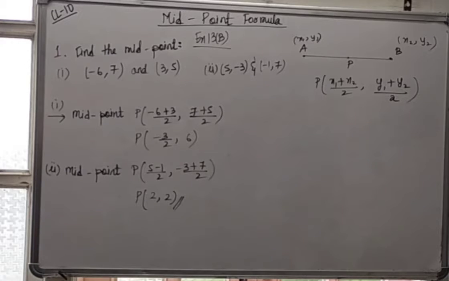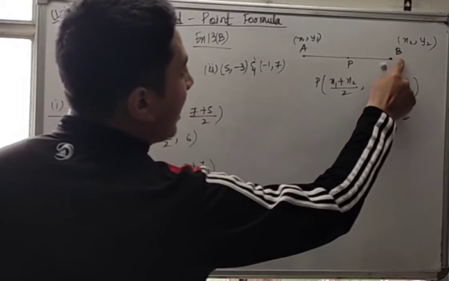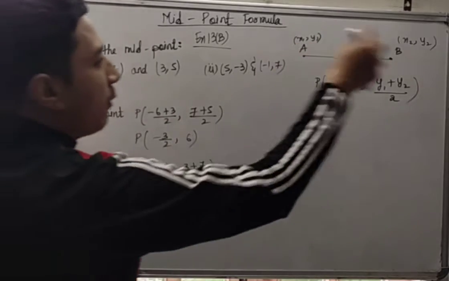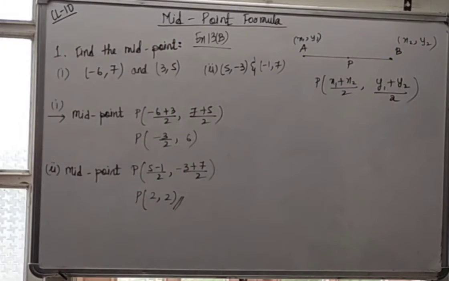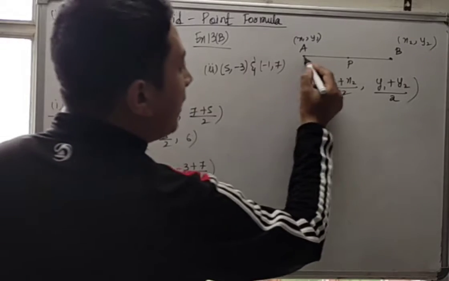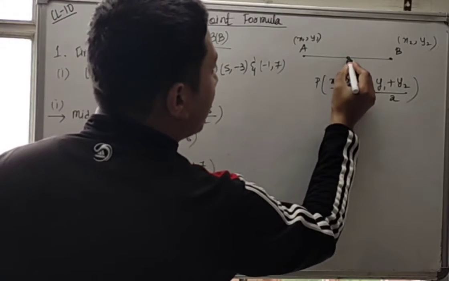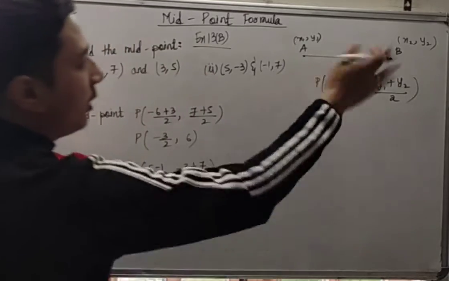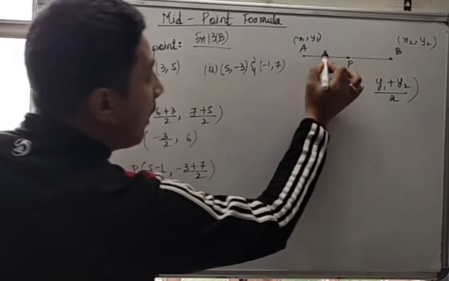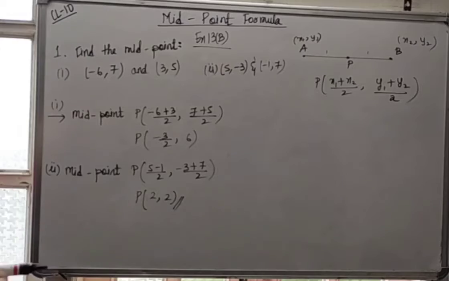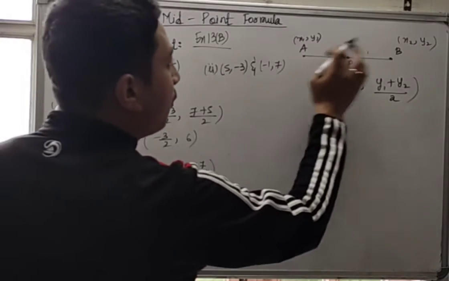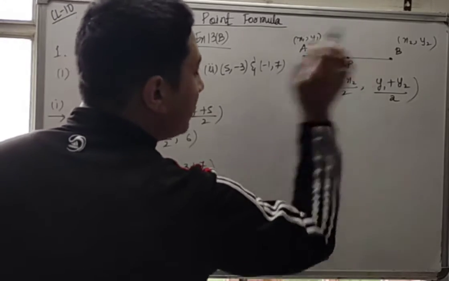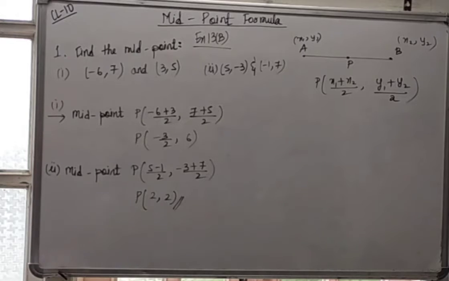Let us understand. For midpoint formula also there will be 2 points A and B, coordinates x1, y1, x2, y2. Now midpoint means the middle point in between A and B, middle one. Here the ratio will be 1:1. Remember that the ratio will be 1:1. So therefore this P is the midpoint, which is exactly in the middle.